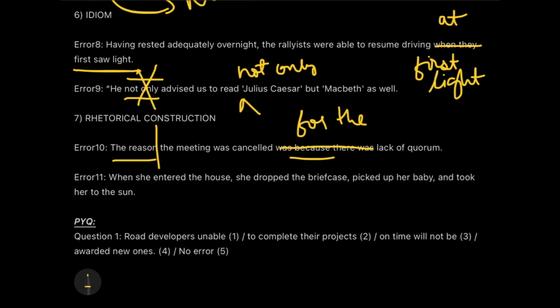Sun is not a person जिसके पास हम उसे ले जाएंगे. The proper sentence will be "took her out in the sun." So "took her" यहाँ पर add करेंगे, we will be adding "took her out in the sun." Okay, took her out in the sun. That will be the proper construction.